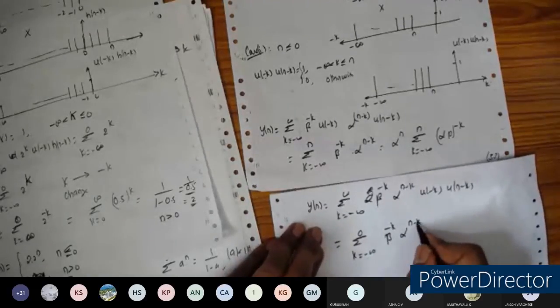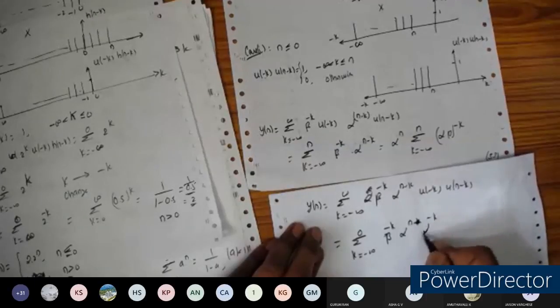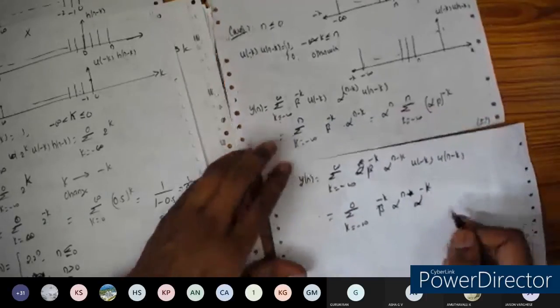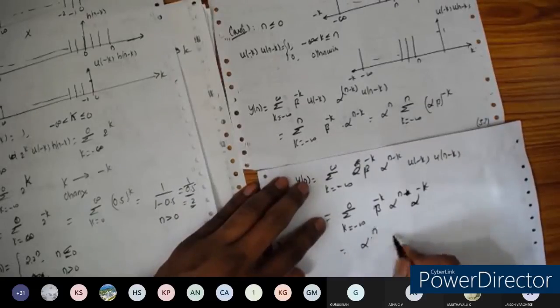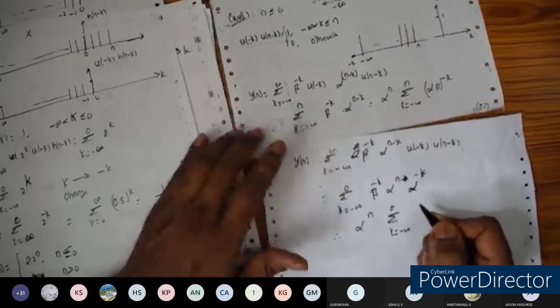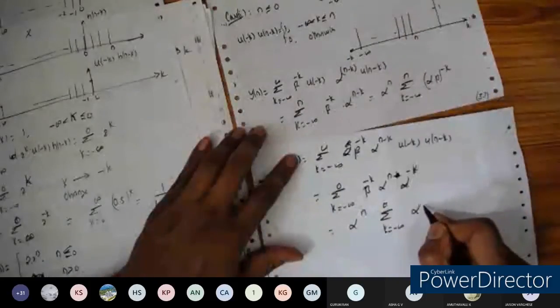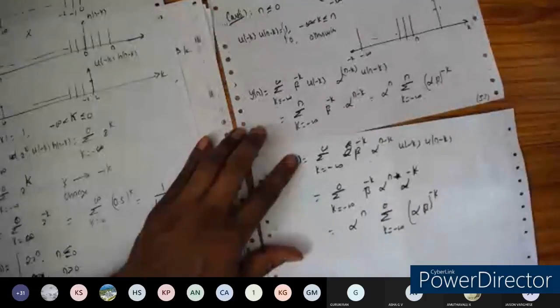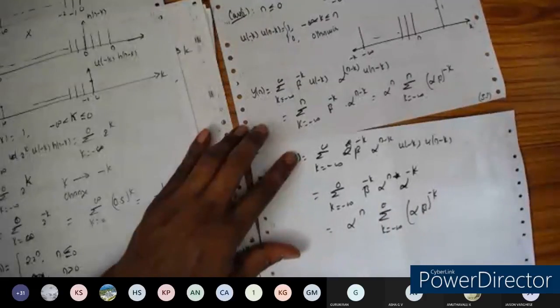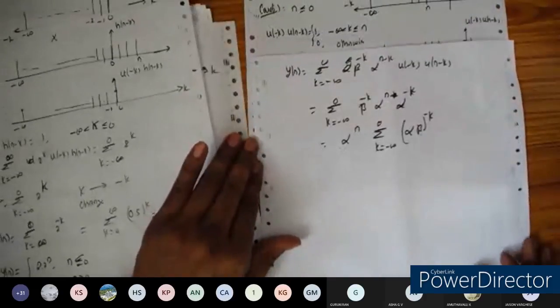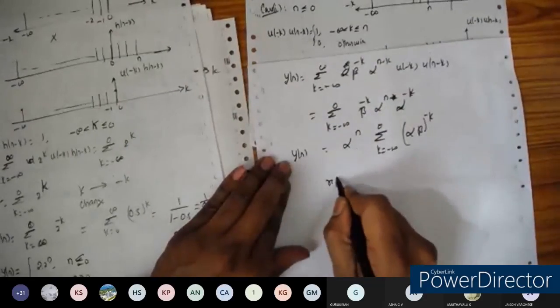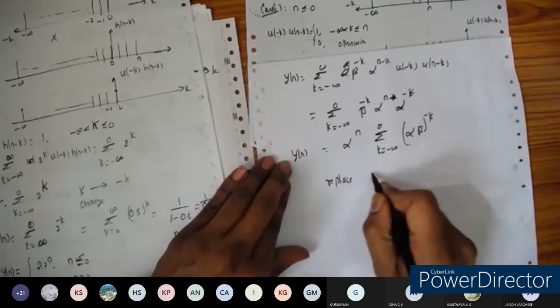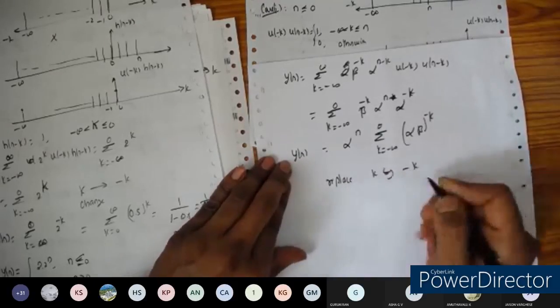So alpha to the power of n minus k we can write as alpha to the power of n into alpha to the power of minus k. We can take that one outside. So the summation will become alpha to the power of n, summation k equal to minus infinity up to 0, alpha beta all to the power of minus k. It is similar to the previous problem. So now what shall we do? Replace k by minus k because we don't have any formula.